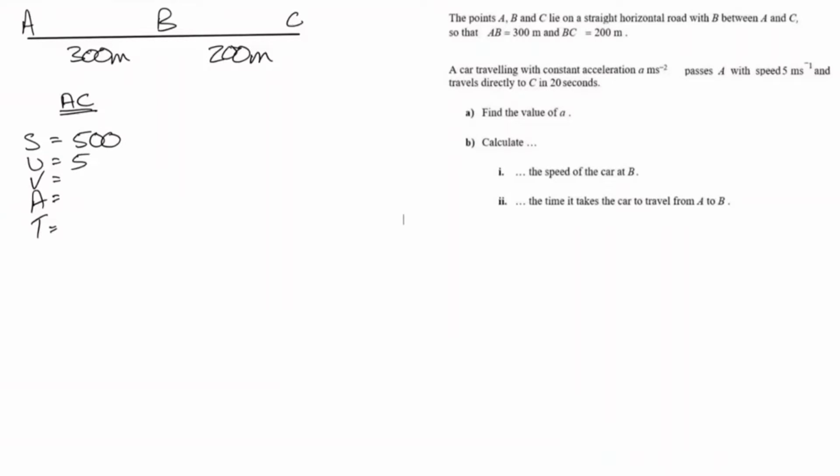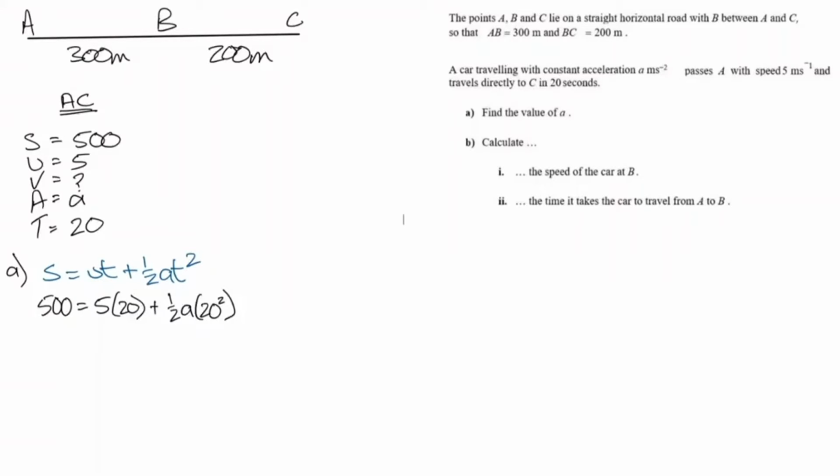The initial velocity, the velocity at A, is 5. We don't know the final velocity. We know that the acceleration we're going to refer to as A, and we know the time taken is 20 seconds. This is enough information for us to find A. We just need to choose the right formula, the one that includes S, U, A and T. This is the formula. S equals ut plus half at squared. We'll substitute in everything that we know. And the only unknown is the A, the acceleration. So just rearranging and solving should get us an answer for that acceleration. So in this case, the acceleration is 2 meters per second squared.